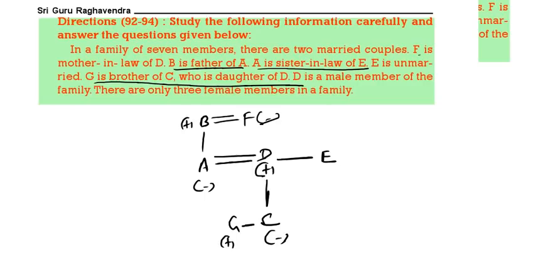A is the sister-in-law of E. There are only 3 female members: 1, 2, 3. So the others will be male. E will be male. Now this is the blood relation.